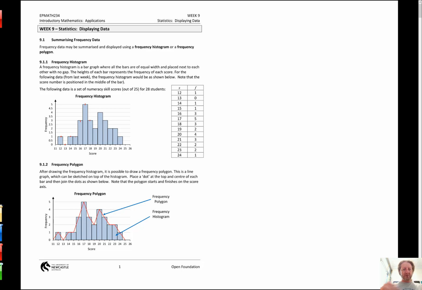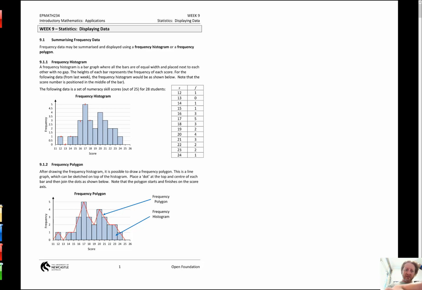And then you can see that we draw boxes around them, and that the boxes straddle the central number. Clearly 12 is straddled by the box. And we don't bother leaving gaps between the columns. There's a gap here only because there are no 13s. So there's a frequency histogram.